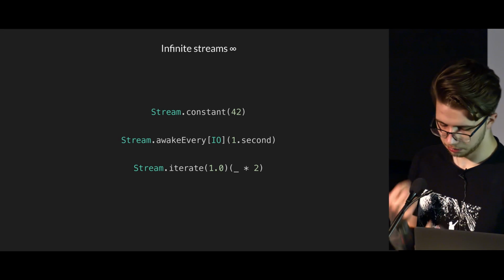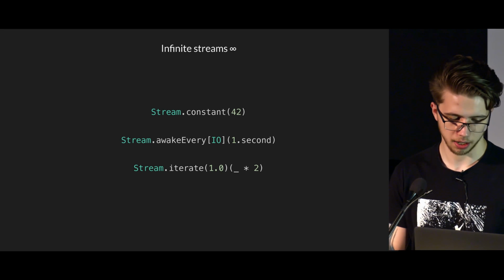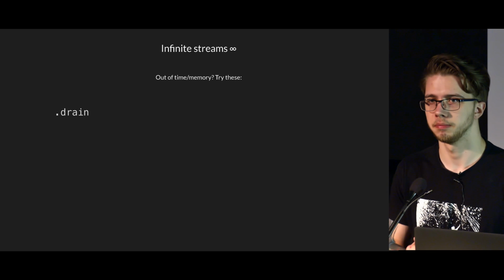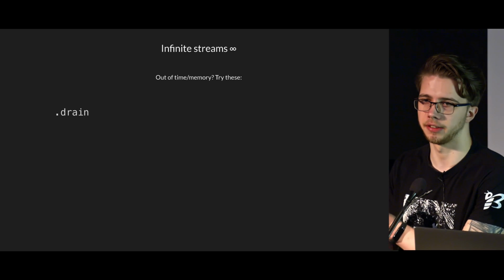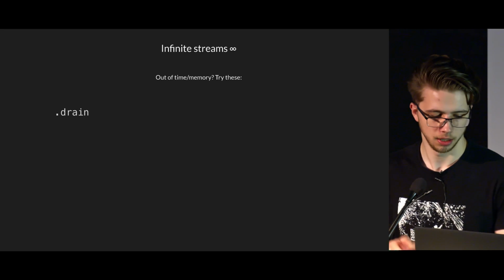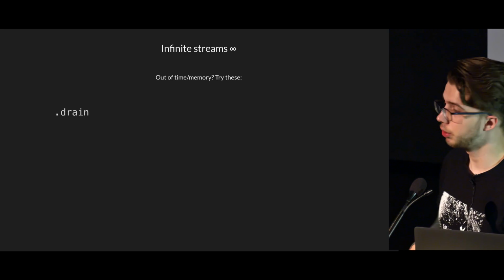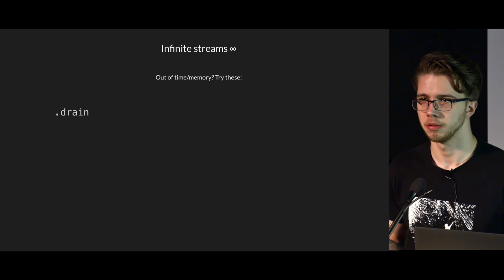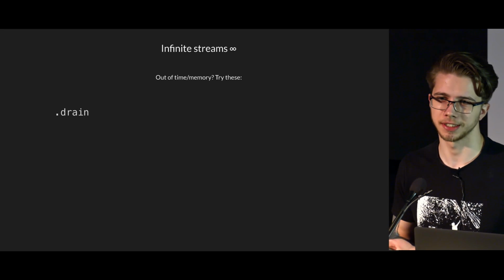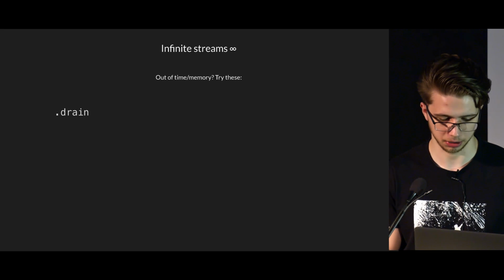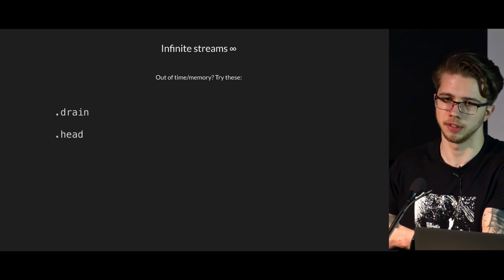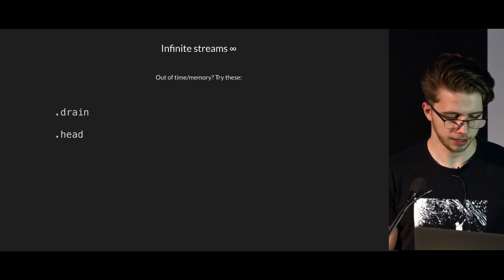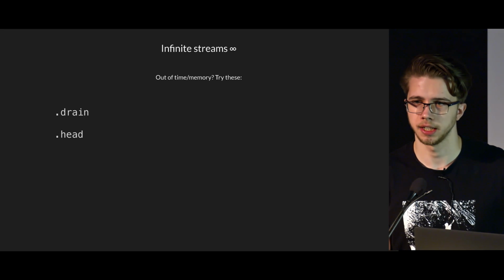So I mentioned limiting streams. There are plenty of ways we can make sure that a stream, when we collect all the values in it, doesn't blow our memory. One of them is drain. It will remove all elements from a stream, which is, again, a perfectly fine use case in some situations. There's also head, which will just take the first element if it is there.